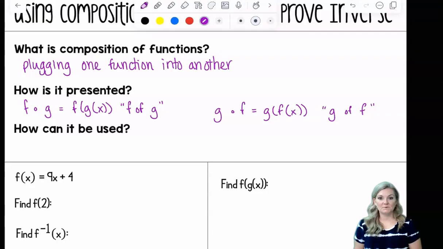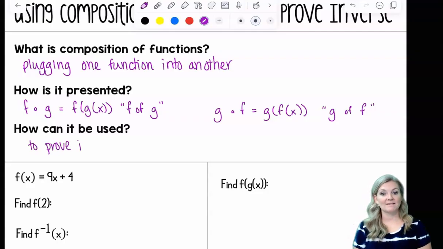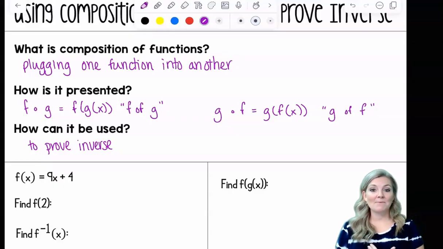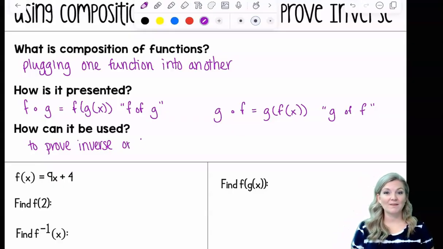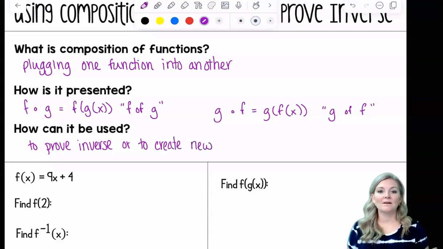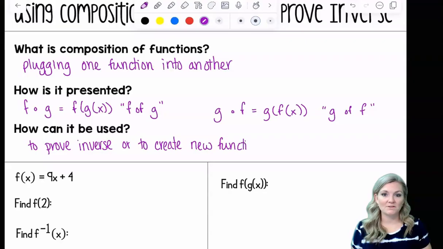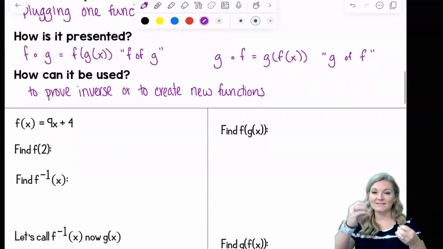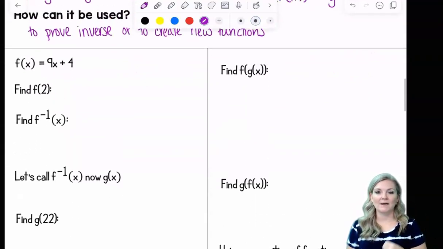So how can this be used? We use composition of functions to prove inverse, and we're going to get to that today. Last class we talked about what an inverse is and how to find it, but sometimes if you just have two equations, maybe you want to prove that they're inverses without plugging in ordered pairs and seeing if they fit, but also just generally you use composition of functions to create some new functions. So this is a step-by-step so that you can hopefully see how these two things are related and what you should be getting if they are inverses of one another.